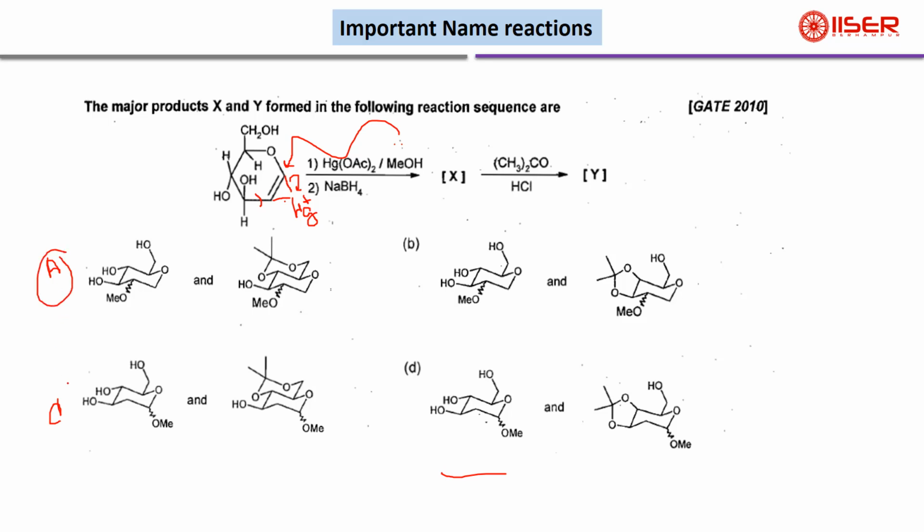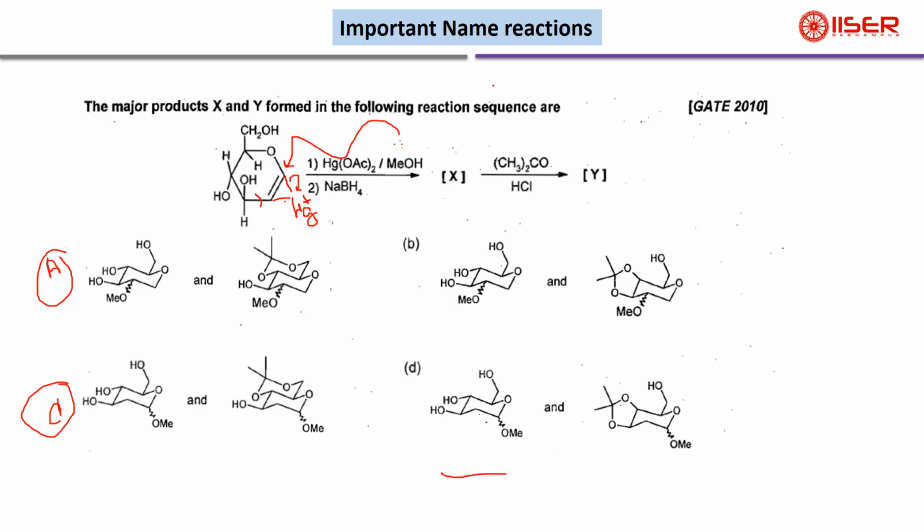So this methanol just adjacent to the oxygen is in the C and D. The product should be between C and D. Now in the next step they have given ketone, that is acetone and HCl. So here there are 3 OH, so one of the 2 OH will be protected.